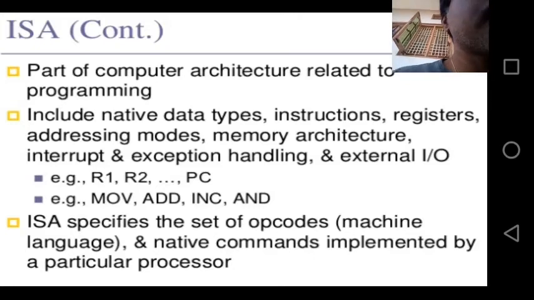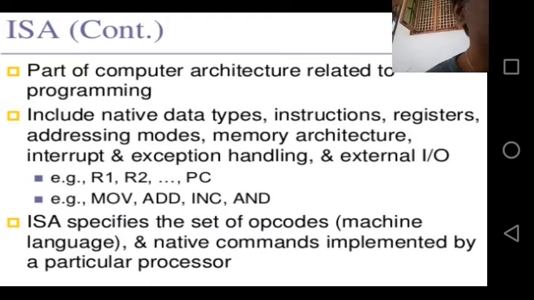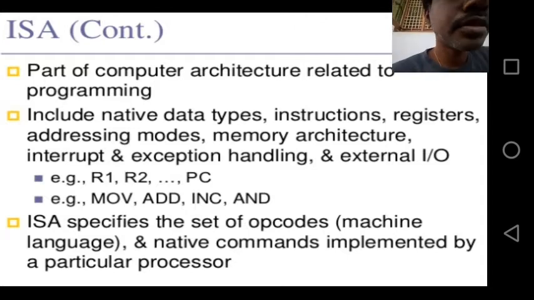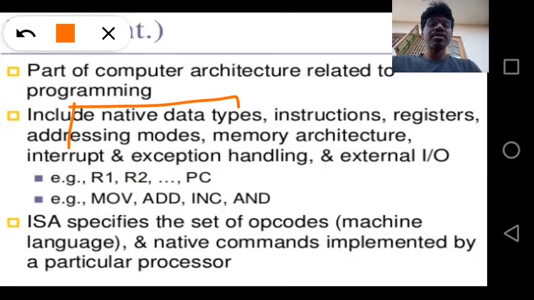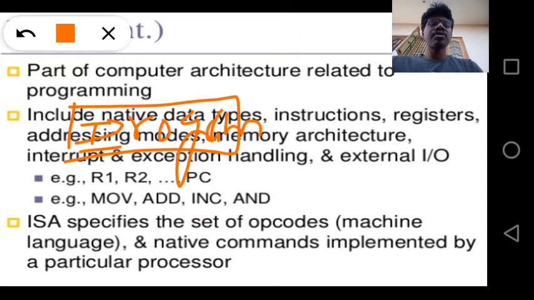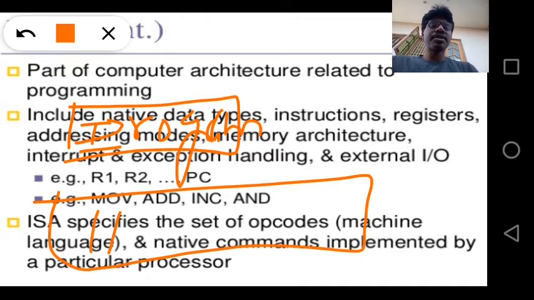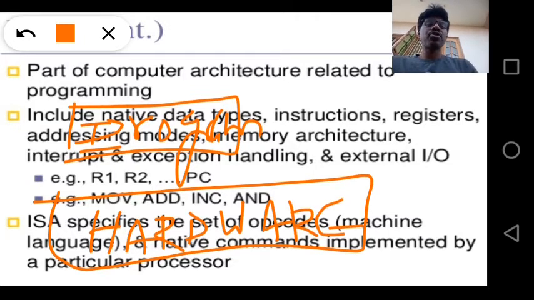Hi all, now we'll discuss some more concepts about instruction set architecture. You all know that computer architecture or hardware is related to programming. That is, if this is my program, this program is dependent on hardware. The execution of a program depends upon the hardware.